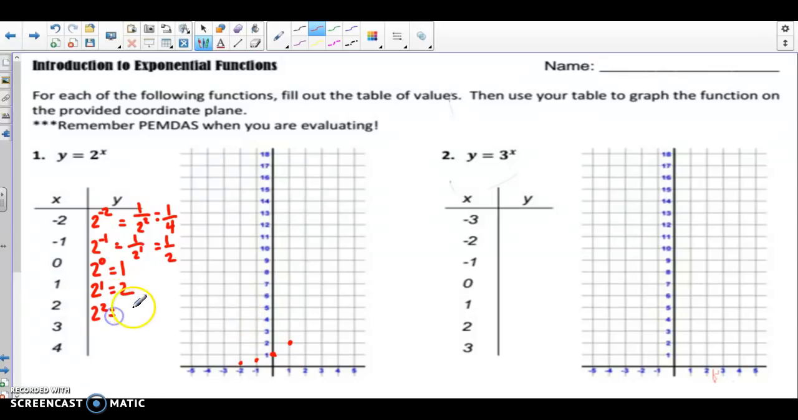2 squared is 4. So when x is 2, y is 4. 2 cubed is 8. So when x is 3, y is 8. And then 2 to the 4th is 16, so when x is 4, y is 16. Then we can graph these by connecting, and it should be a curve. Okay, and we draw our arrows on the end.